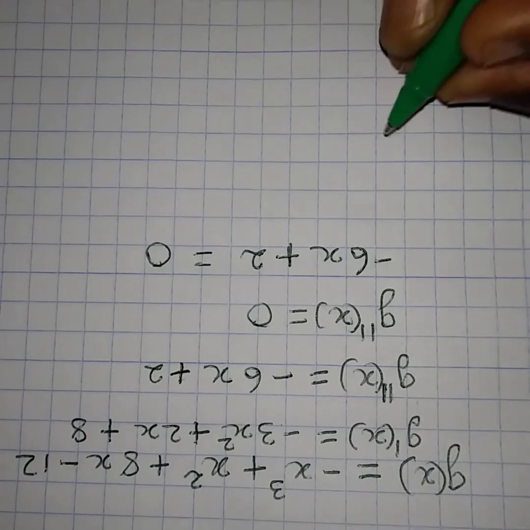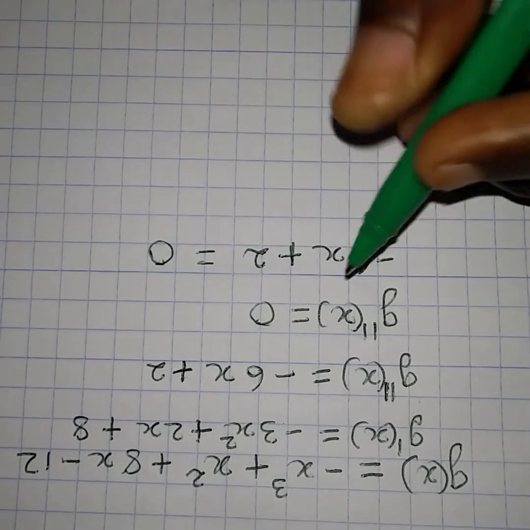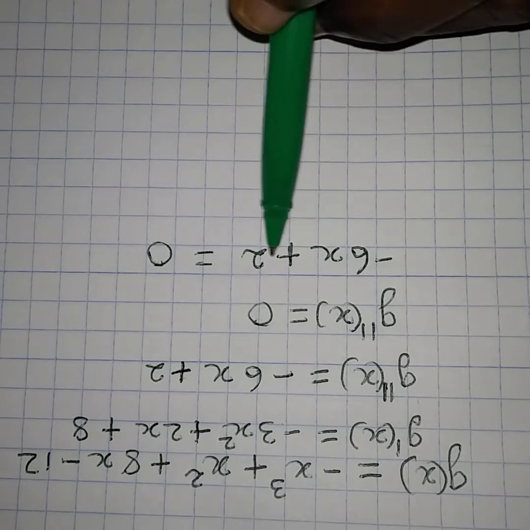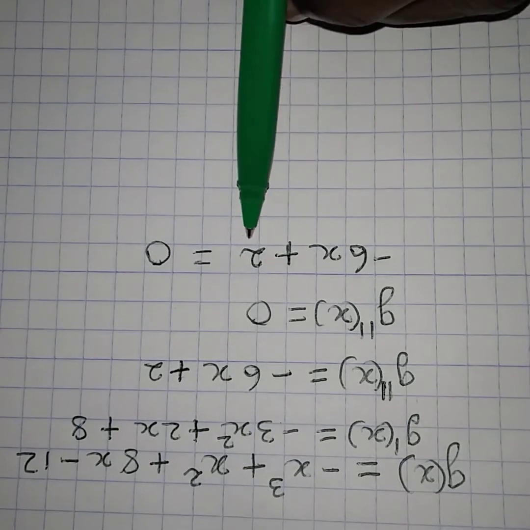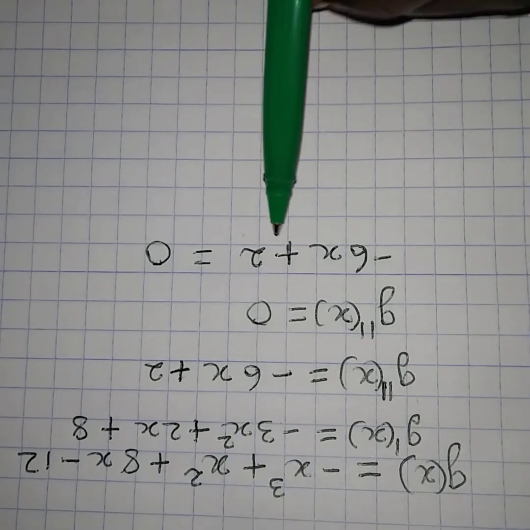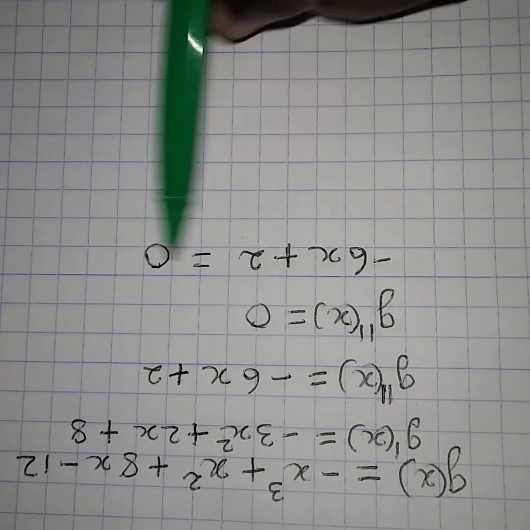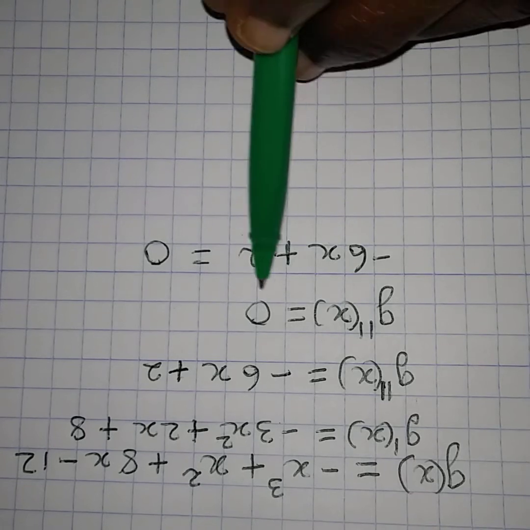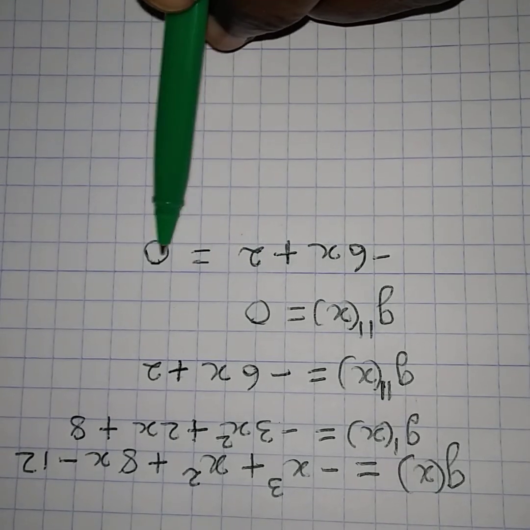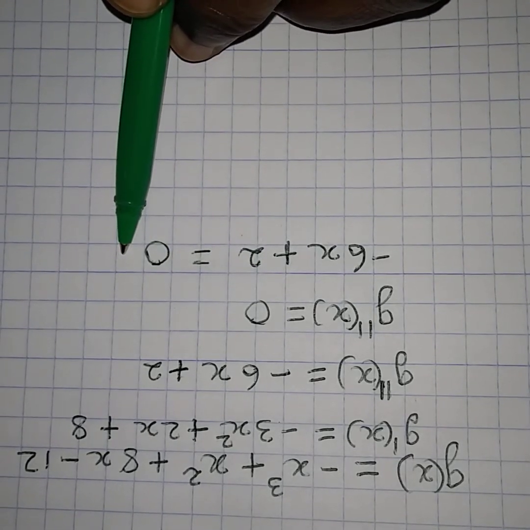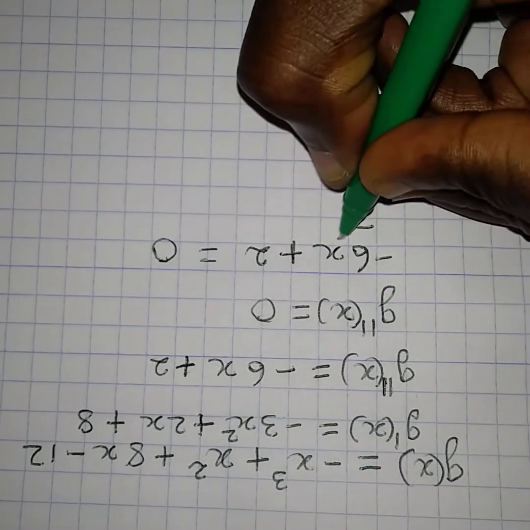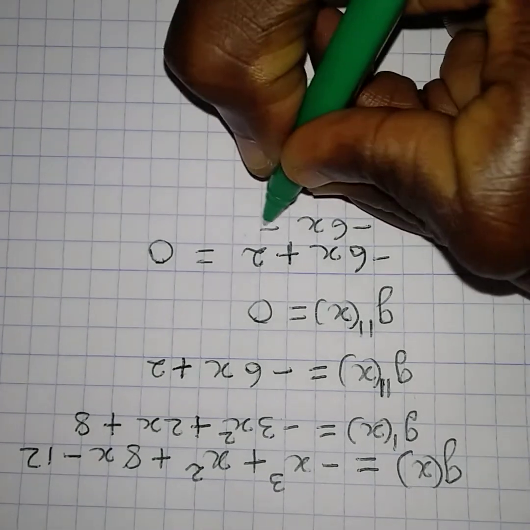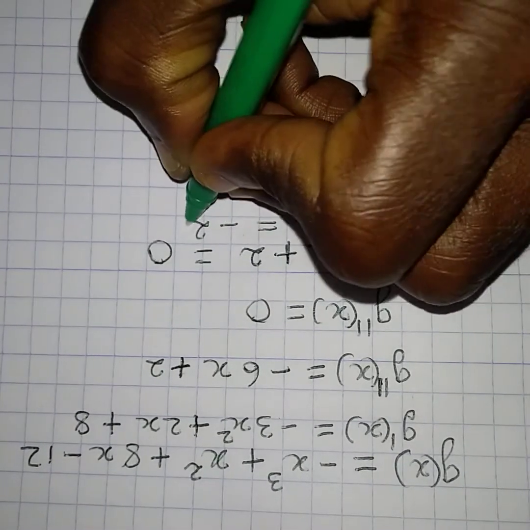So what do we do? All we have to do is find the inverse operation of plus 2. The inverse operation of plus 2 is minus 2, meaning we are subtracting 2 from both sides of the equation. If we subtract 2 here, the whole of this becomes 0. But if we subtract 2 from 0 here, it will give us negative 2. So we have minus 6x is equal to negative 2.